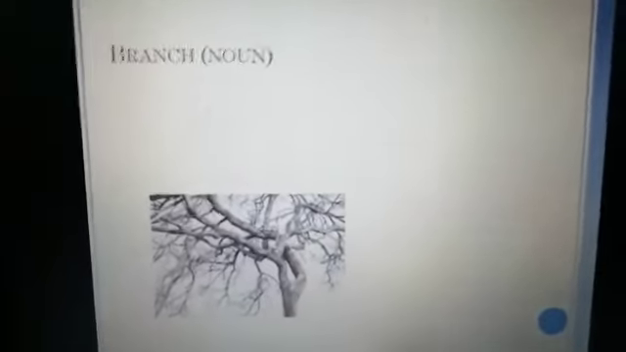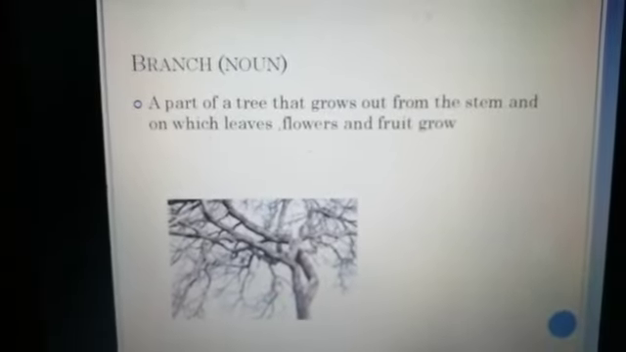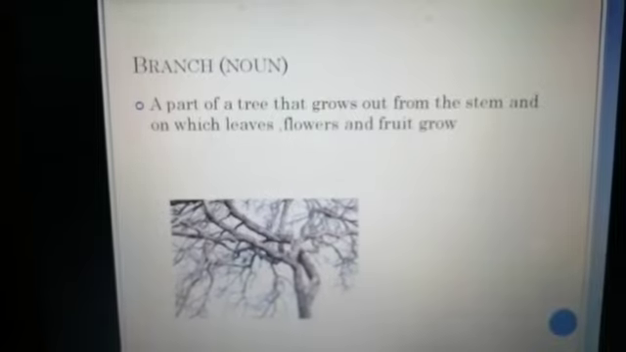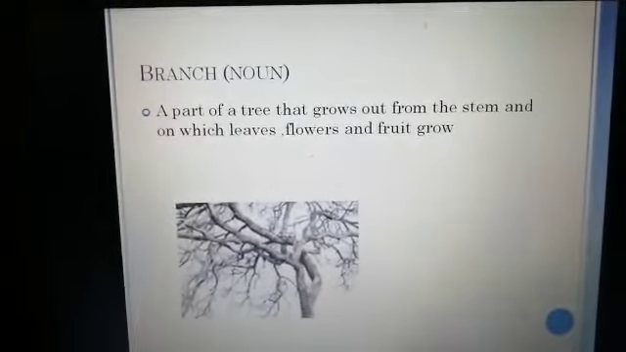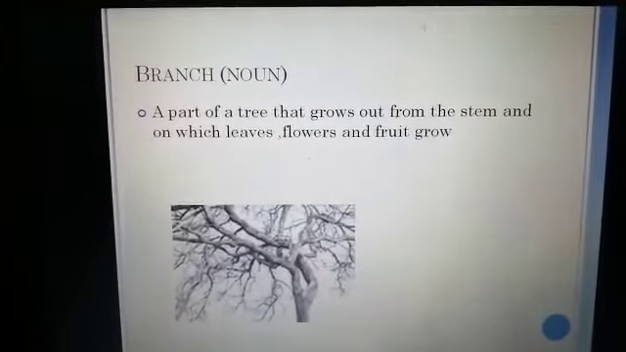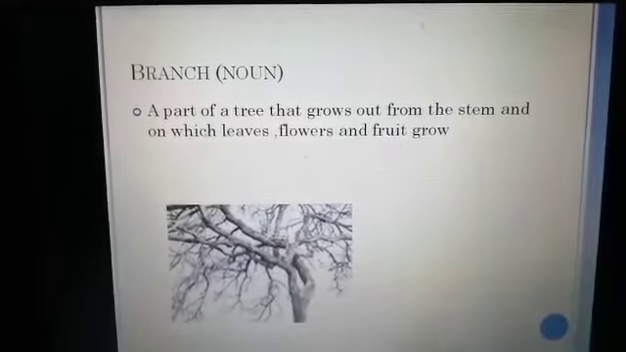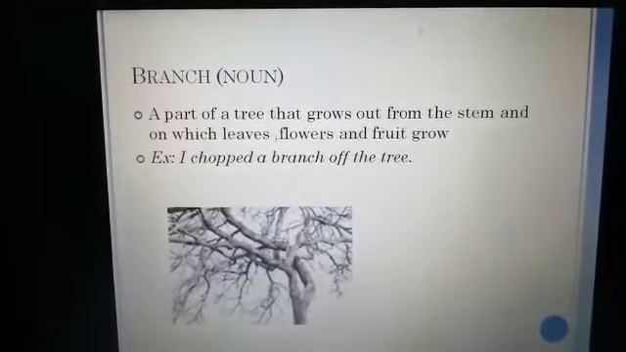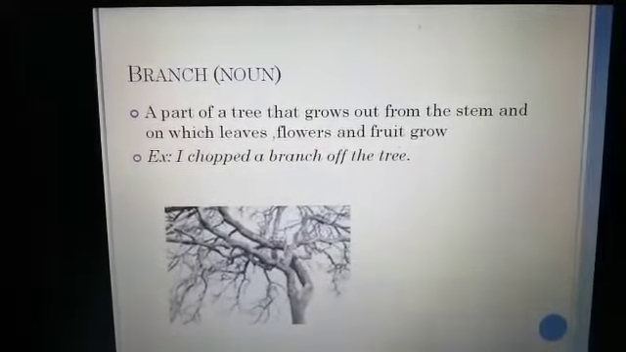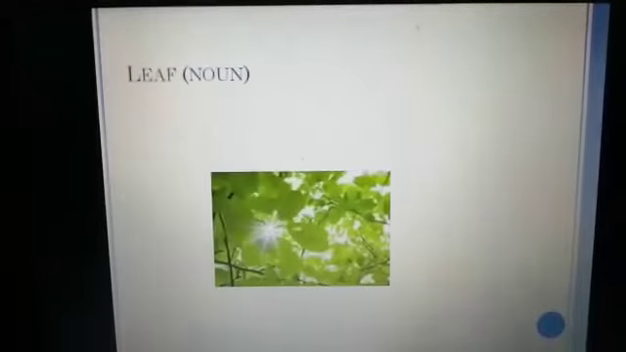Okay, the word branch, as you can see, means a part of a tree that grows out from the stem and on which leaves, flowers, and fruit grow. For example, I chopped a branch of the tree.